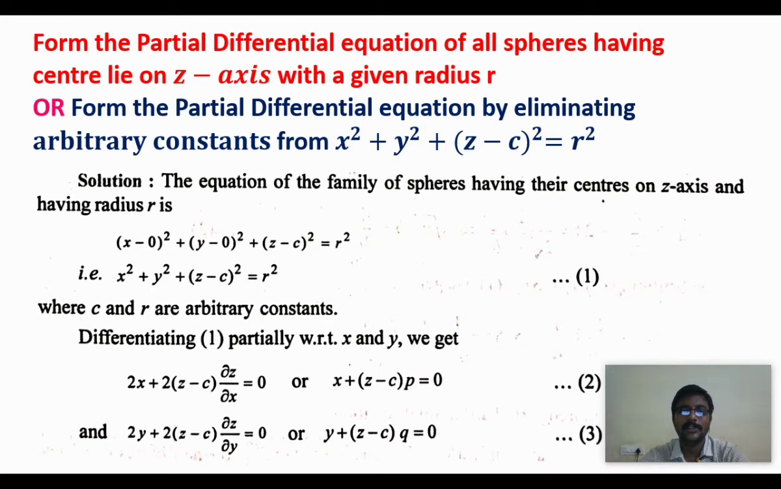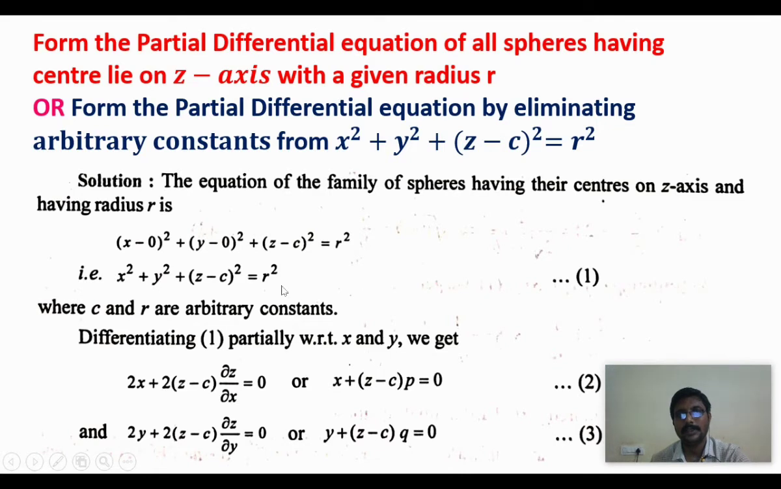Similarly, we have to differentiate equation 1 partially with respect to y. X square derivative 0, y square derivative is 2y, plus (z minus c) whole square derivative, that is 2 into (z minus c). And then we have to differentiate z also with respect to y, whose derivative is given by ∂z/∂y. But what is the notation for ∂z/∂y? q. So that is y plus (z minus c) into q equal to 0. Let it be equation number 3. So thus we will have these equations 1, 2, 3.